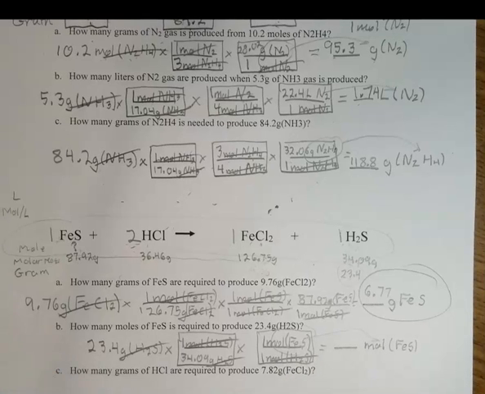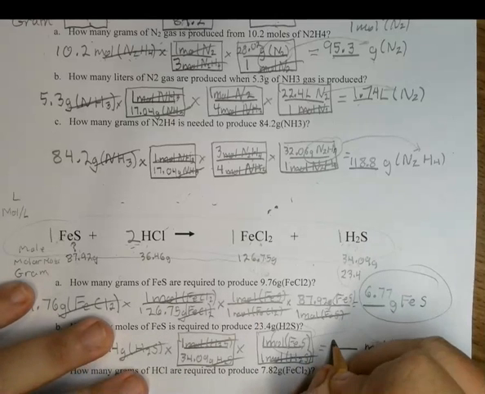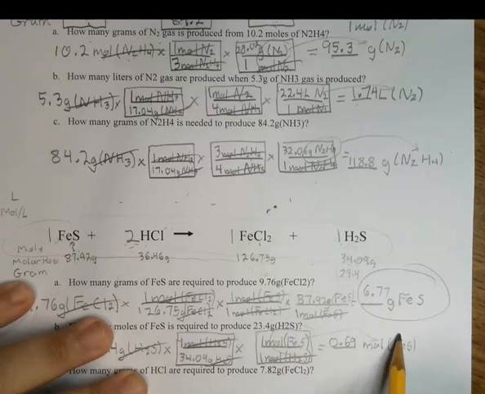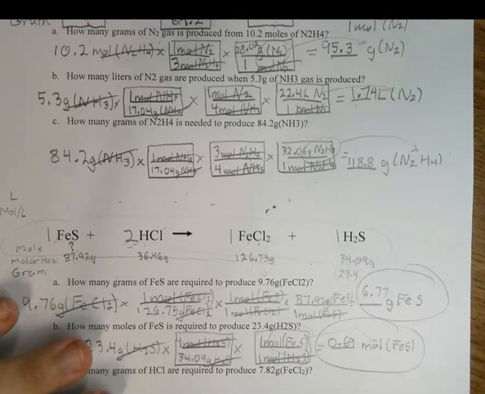So now I just do my math. So it's 23.4 times 1 divided by 34.09, and that gives us 0.69. And that's our final answer there.